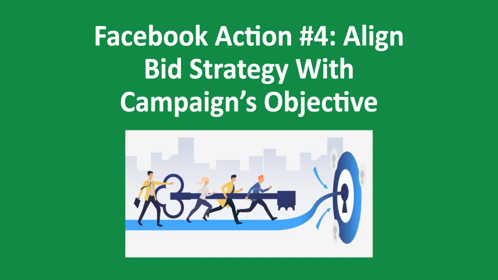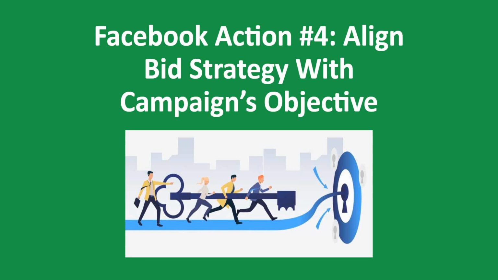The last Facebook action is a little more in depth than the one I just covered, but definitely something we want to make sure we include here because it is something we see happen very frequently. And what I mean by that is we see almost every advertiser that comes to us not align their bid strategy with their campaign's objective or the campaign goal, meaning what is this campaign supposed to do? What is the measure of success that I will look at this campaign under a microscope with?